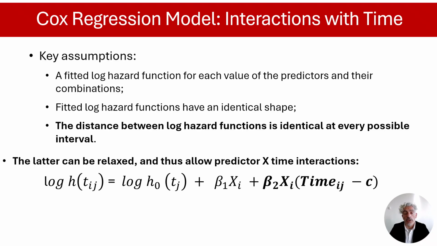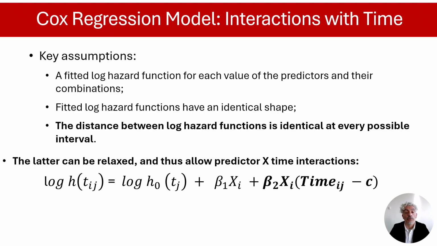In this equation, also, while the beta 1 coefficient represents how much the log hazard moves vertically for a unit increase of predictor x, the beta 2 coefficient represents how much the log hazard will further move with each increase in time. So it represents the moderation of the effect by time.